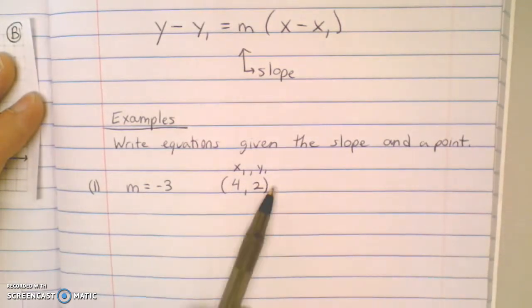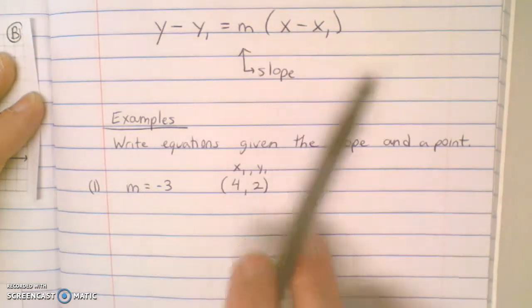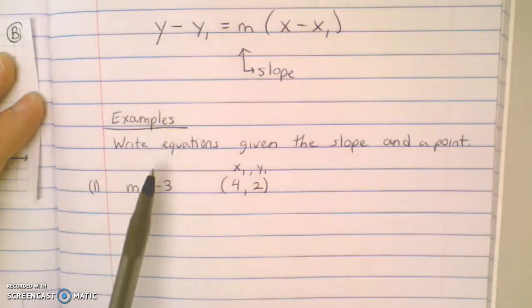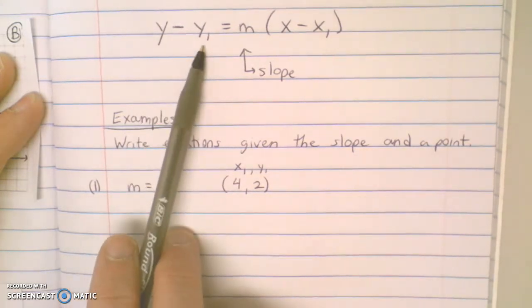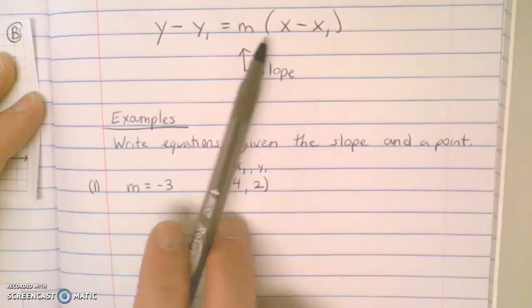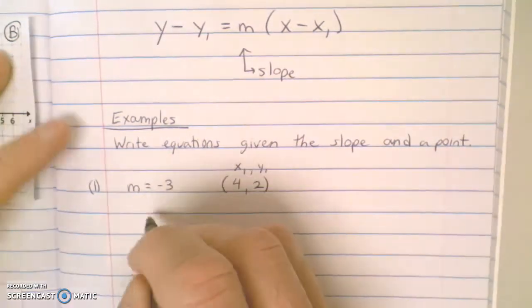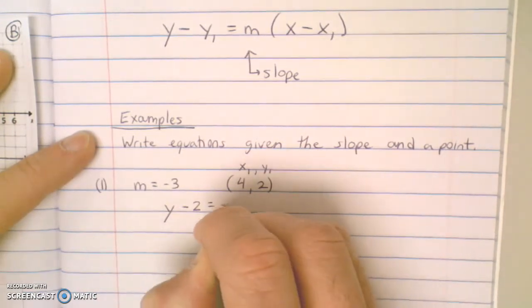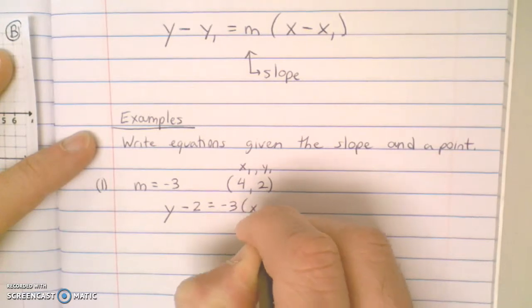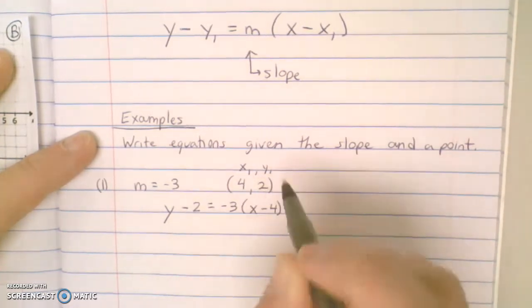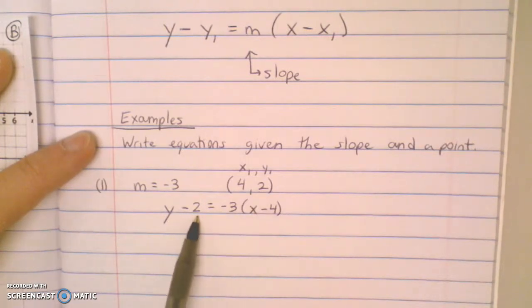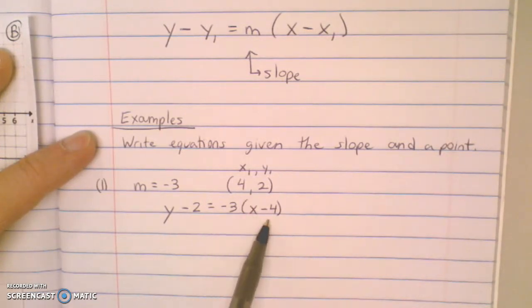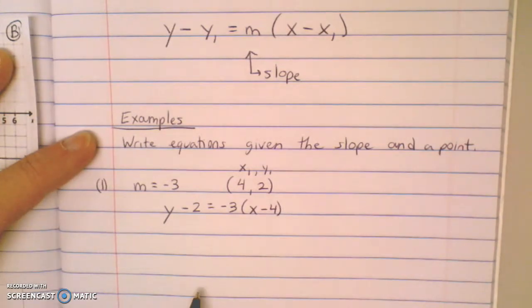And now all we're really doing is taking these numbers and plugging them into the formula. So I don't have anything to plug in for y. I do have something to plug in for y1, and then I do have something to plug in for x1 and m. So when I rewrite this, y minus 2 equals -3 times x minus 4. So notice I put the y1 in the y1 spot and the x1 in the x1 spot. And because there's a minus in the formula, these change their sign. So it becomes -2 and then -4.